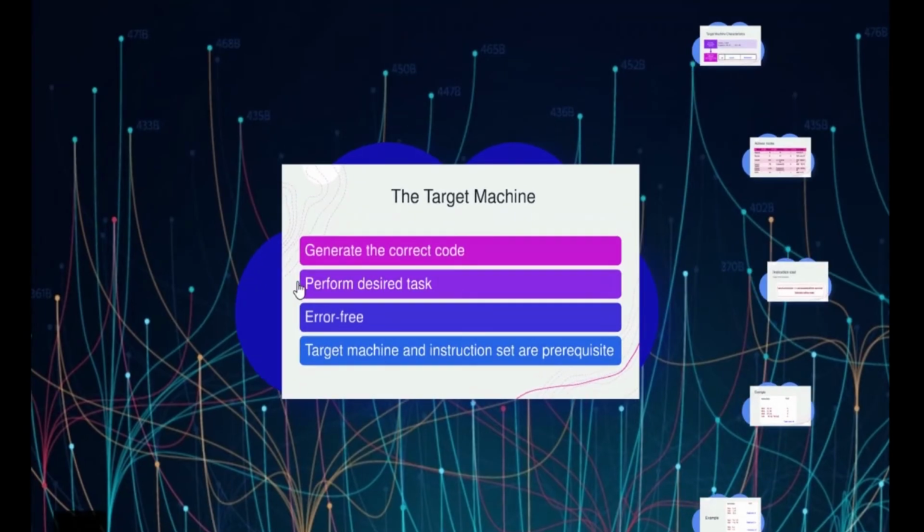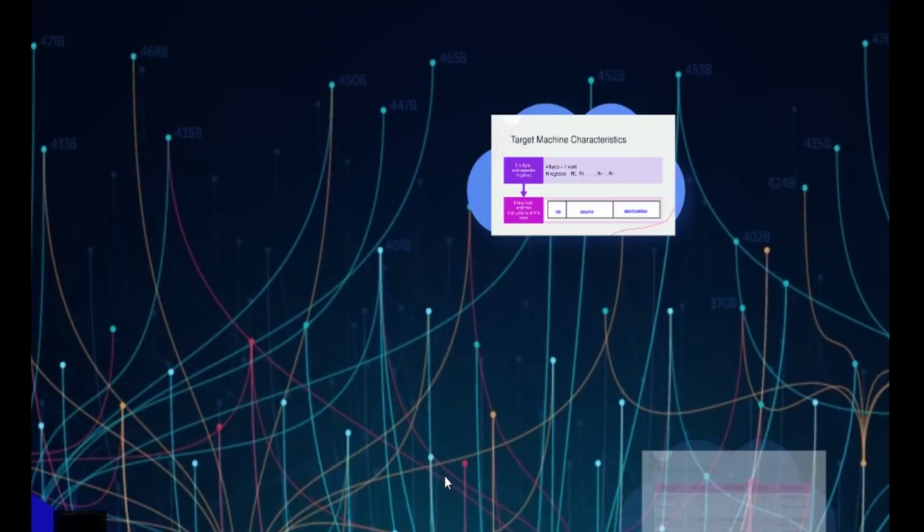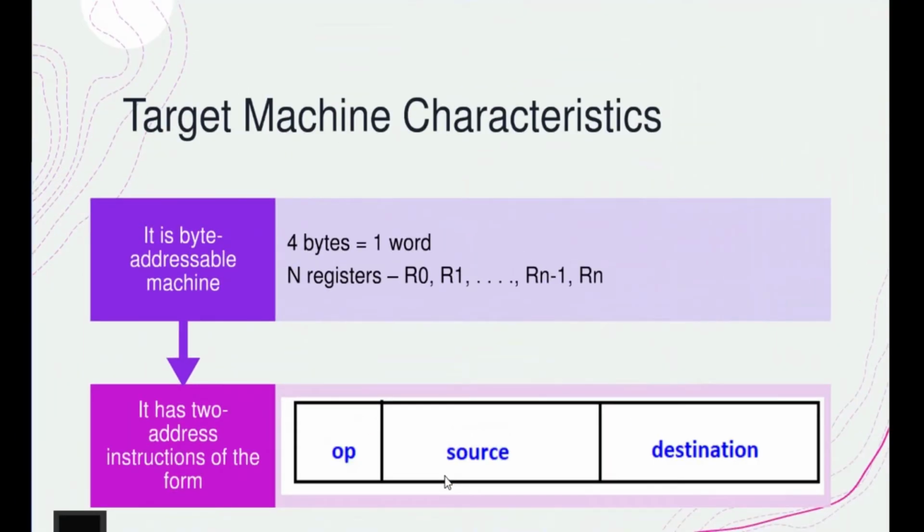Okay. Next, target machine. So the target machine should generate the correct code. It should perform the desired task, and it should also be error free, and the target machine and the instruction set are prerequisites for designing a good code generator. Okay. So the target machine has the following characteristics. The first is it is a byte addressable machine. That is, byte addressable is nothing but 4 bytes is equal to 1 word, and it also uses registers for performing the operations.